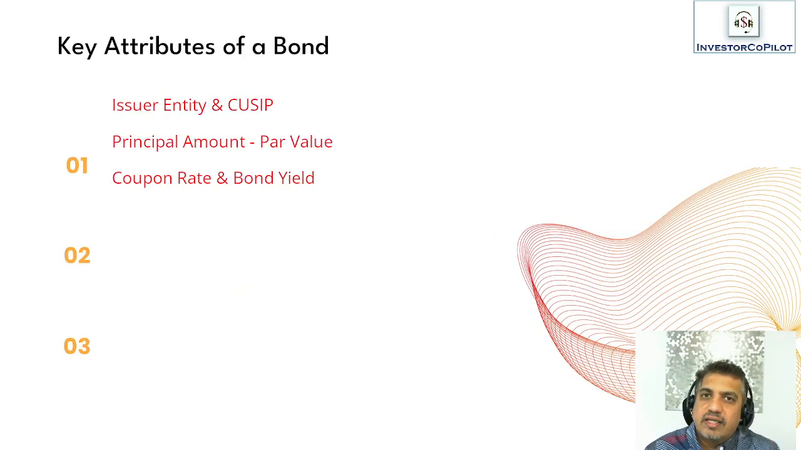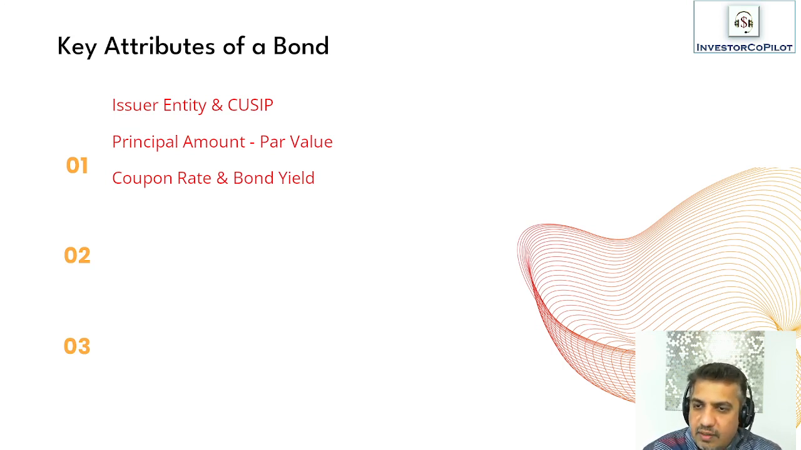Now, let's look at key attributes of a bond. Issuer entity we looked at, that is the issuer entity is the entity you're lending to. CUSIP is a unique identifier for that particular bond product on the market. So this is a number assigned to each bond product. Principal amount, which is also called par value or face value, is simply put, the amount that you lend, and you invest into the bond and you get it back at maturity.